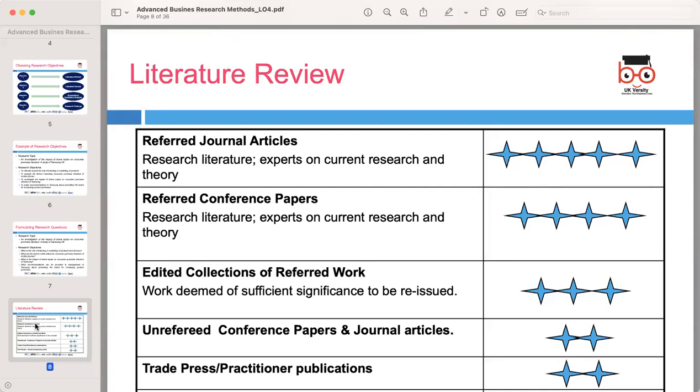A literature review requires a clear selection of sources that have been peer reviewed and are considered reliable within the academic community. Refereed journal articles and conference papers as well as edited collections are key sources of understanding current research and theories. Additionally, unrefereed papers, trade press publications, and advanced textbooks can provide valuable insight and perspectives. But remember to critically evaluate each source to ensure its relevance and credibility.